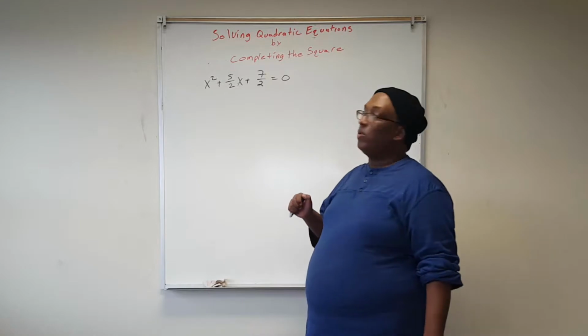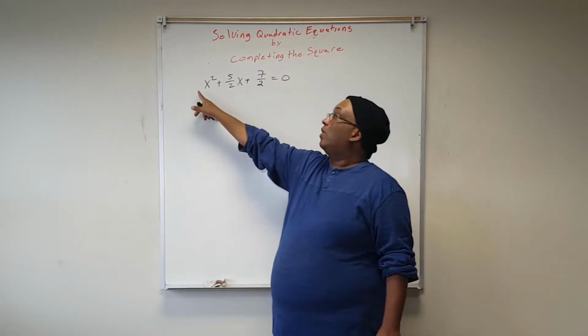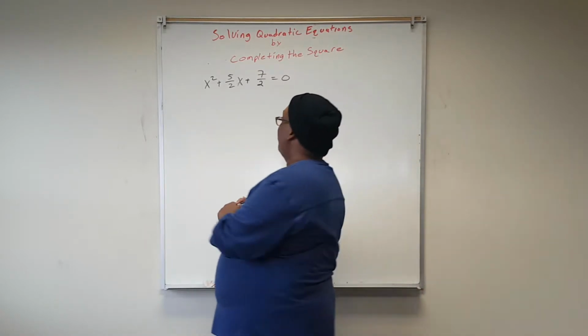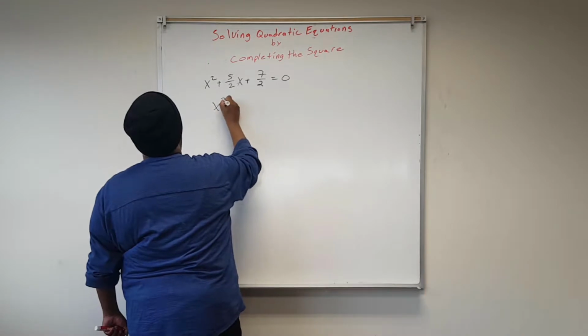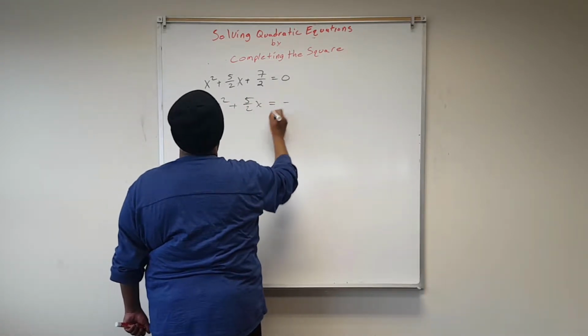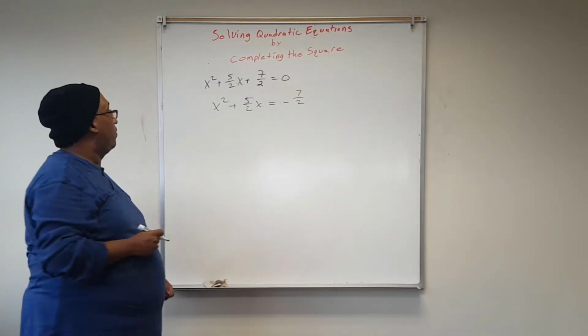So the first thing you need to do is move your c to the other side and make sure your leading coefficient is just 1. So let's do that. x squared plus 5/2 x equals negative 7/2. If I move it over, it becomes negative.